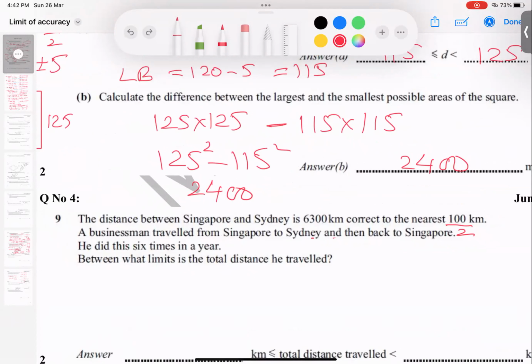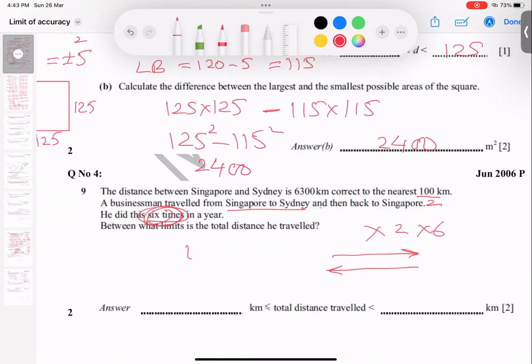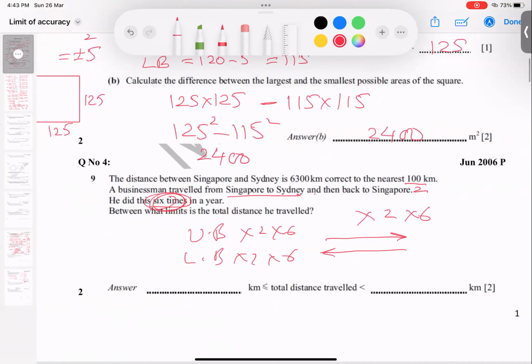First of all, the businessman is traveling from Singapore to Sydney and then back. It means the answer I get, I multiply by 2. Why by 2? Going and coming back. And then he said he does this 6 times in a year, so multiply by 6. The same way we can find the upper bound: upper bound times 2 times 6, and lower bound times 2 times 6. I believe you got the point, so solve this question.